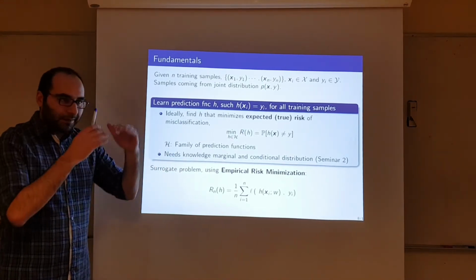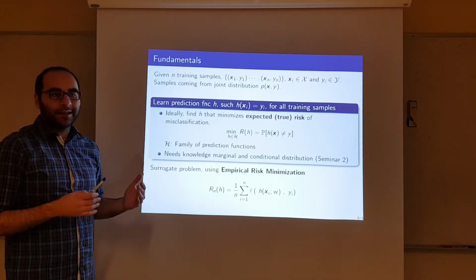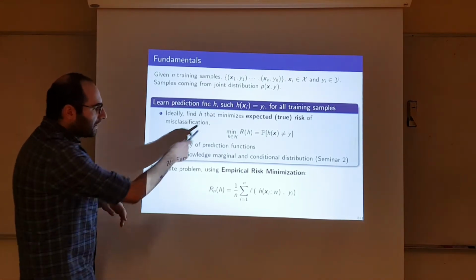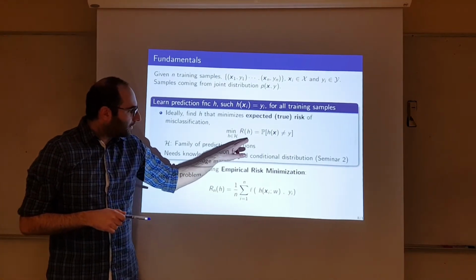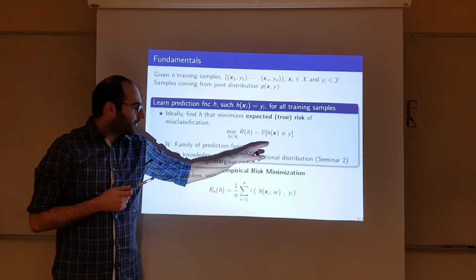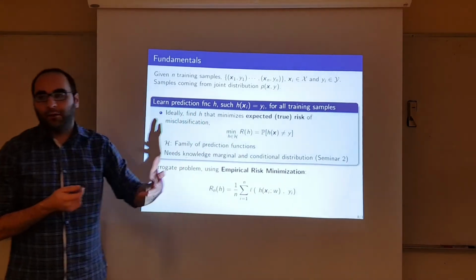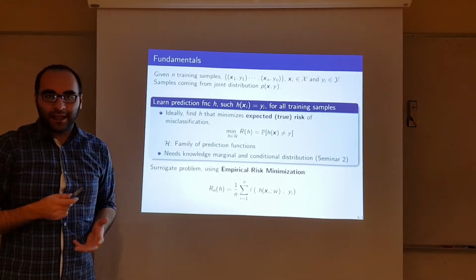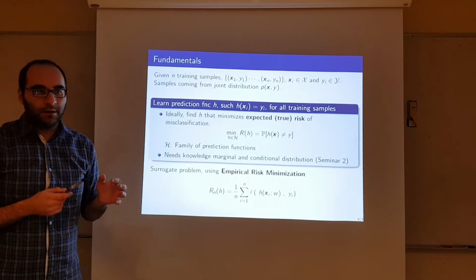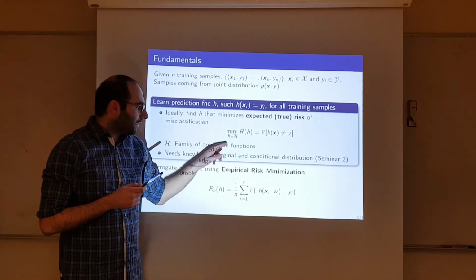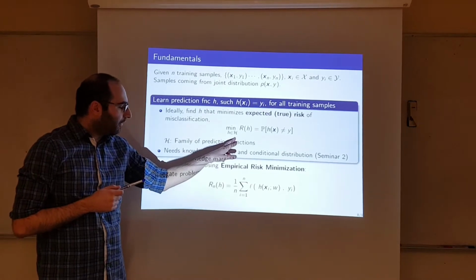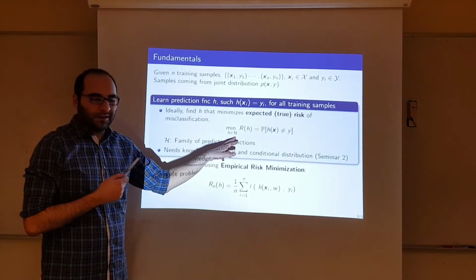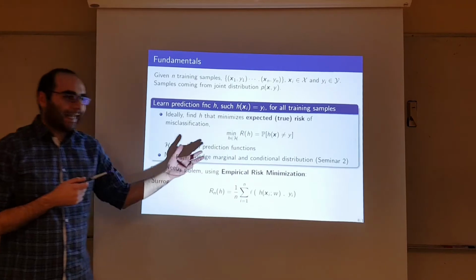So basically, we want to minimize this risk, the expected risk of misclassification, which can be written in this form, right? So R is the expected risk. It's the probability that h of x is different than y. So basically, we make a classification error, and then we want to minimize that with respect to h. And here we are assuming that h is coming from a family of functions. It's a family of prediction functions, this calligraphic H.